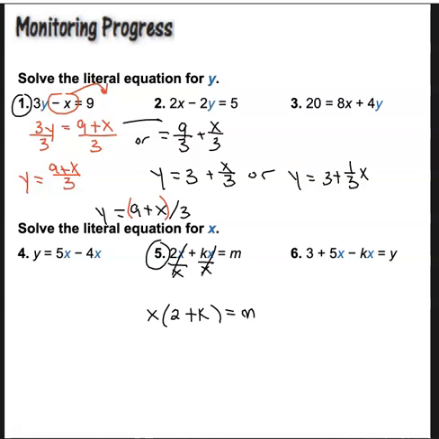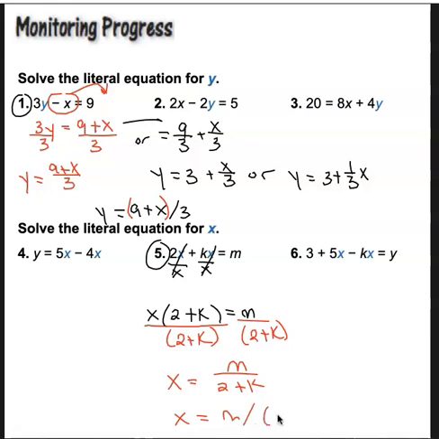Awesome, getting closer. I don't want x times the quantity of anything. I just want x. How do you get rid of that times the quantity of? Good. Divide by the 2 plus the quantity of. And you get x is equal to m over 2 plus k. Or if you did this all on one line, x equals, the proper notation would have been divided by the quantity of 2 plus k. And that would have been your final answer there.